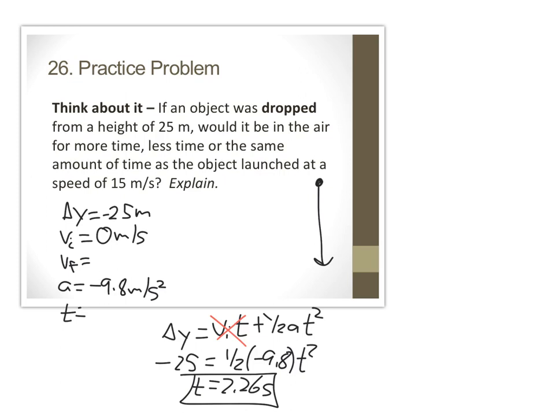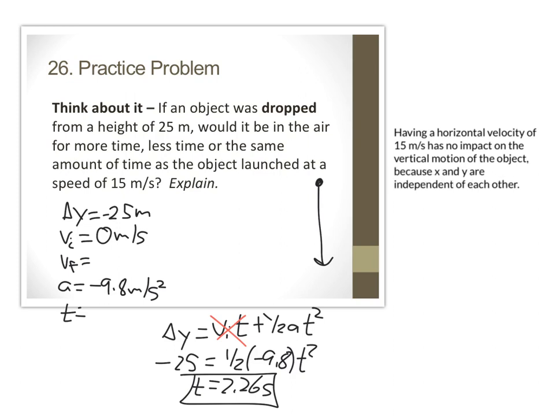And it really comes from what we have set up here. We see that this kinematic setup was identical to the y motion of the fired object, okay? In both cases, the initial velocity in the vertical direction is 0, and the acceleration is negative 9.8, and our displacement is negative 25. So adding in that horizontal velocity of 15 meters per second has no impact on the vertical motion, because x and y are independent, and these two objects have the same vertical motion, therefore their time in air has to be identical.